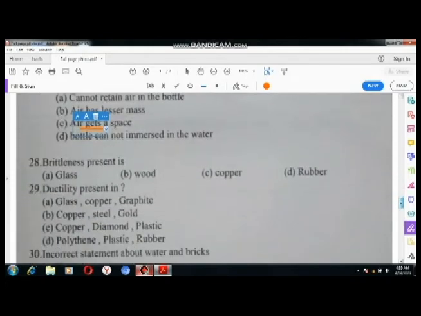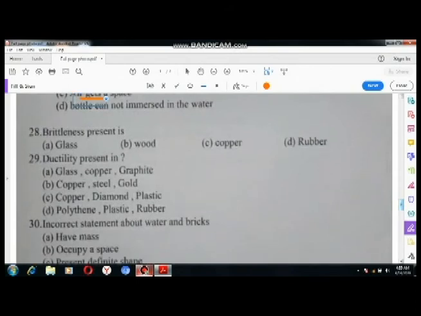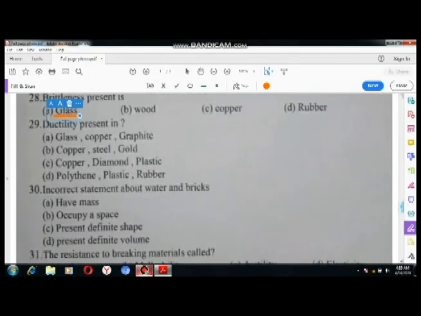Brittleness is present in which material? What is meant by brittleness? It breaks easily. So answer A, glass. Ductility is present in which materials? Ductility means it can be drawn into wire. So the answer is copper, steel and gold. Answer B.